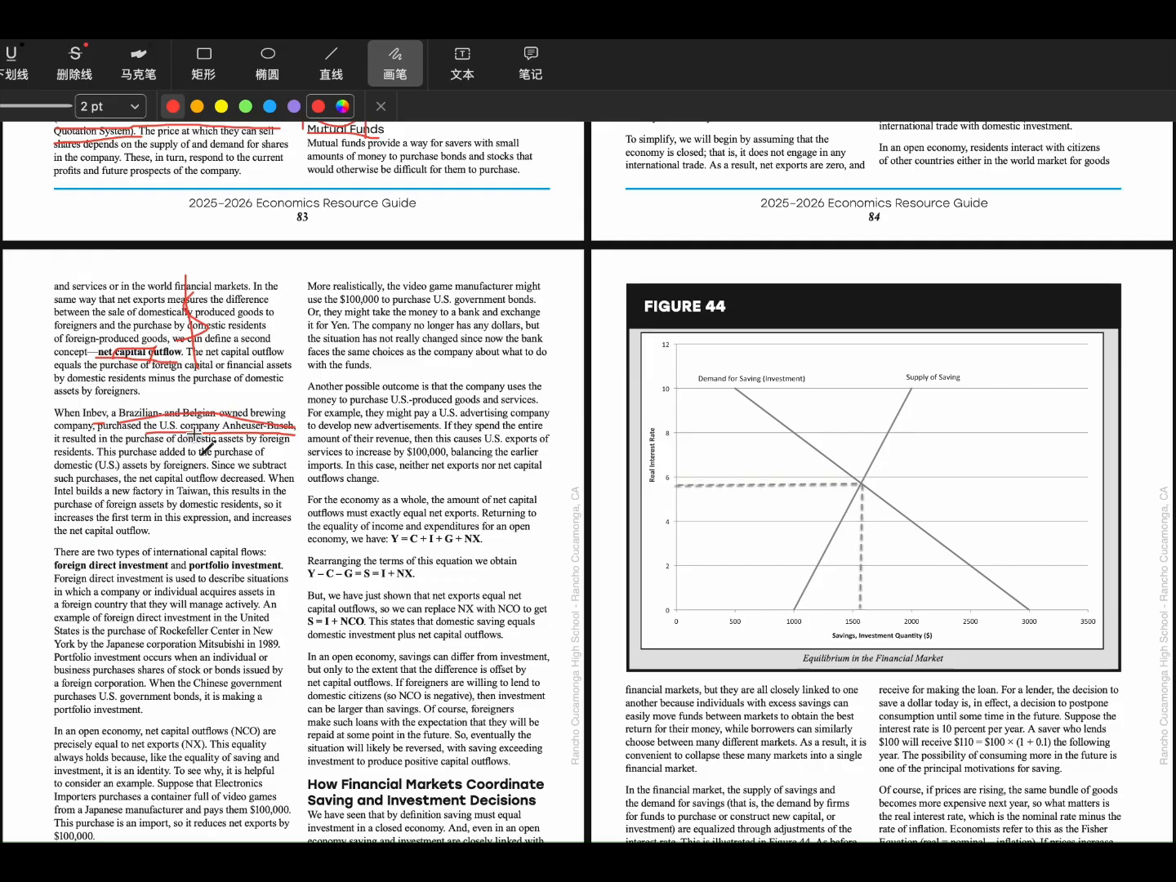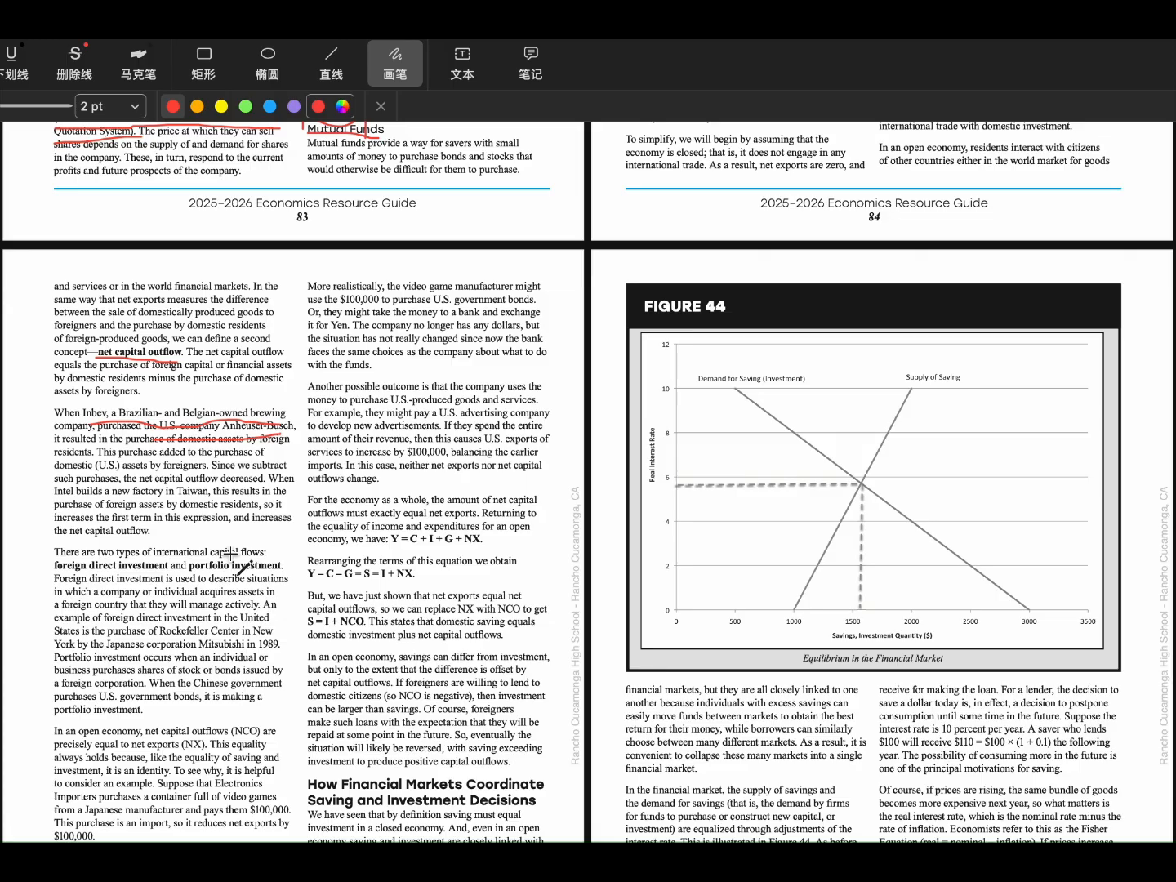Net capital outflow. Let's give some examples. Actually, this is an example of net capital inflow. Let's say InBev, owning a brewing company, purchased a U.S. company. In other words, they're investing in the United States. They're bringing money in. They bought a U.S. company, therefore giving U.S. money. In this case, the net capital outflow is negative. It's going to be subtracted because this is money flowing into the country. It's not outflow anymore.